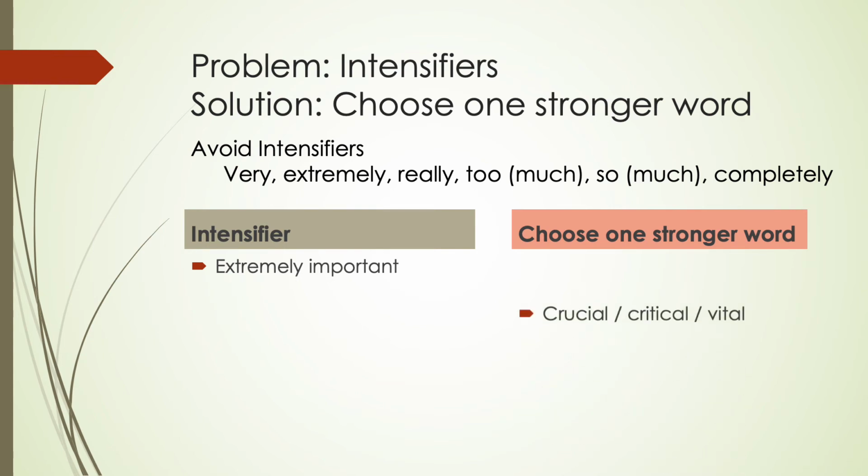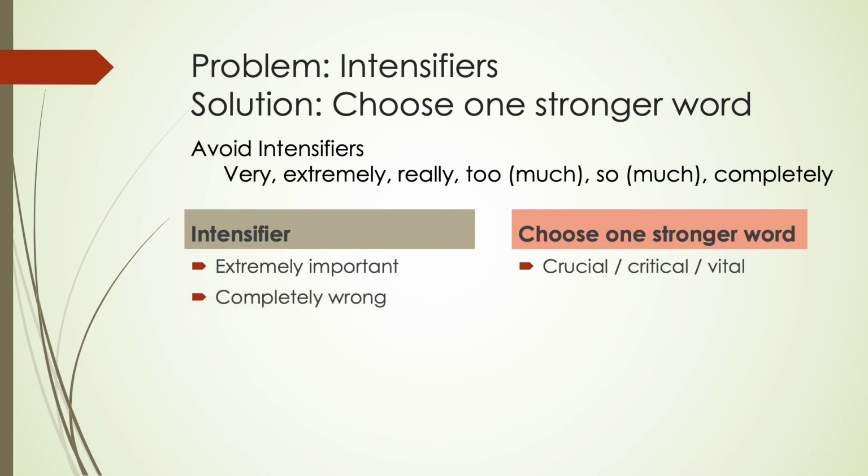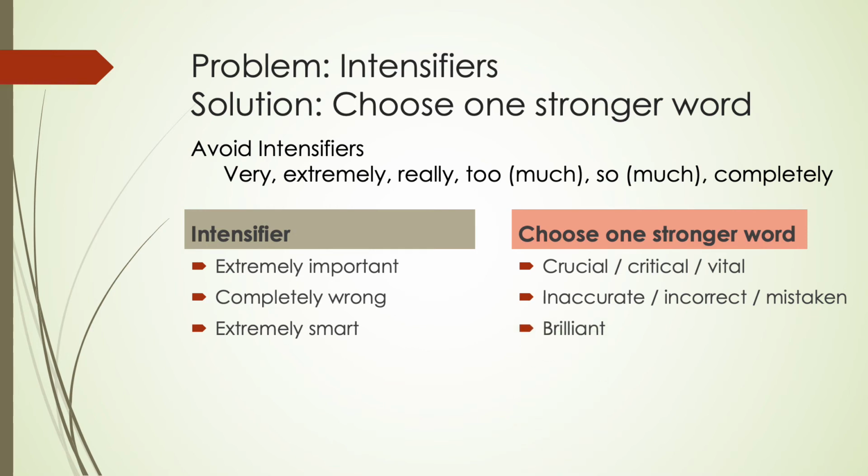Instead, we would choose crucial or critical or vital. Completely wrong. Instead, we would say inaccurate, incorrect, mistaken. Extremely smart. We would say brilliant. Very small. We would say tiny, minuscule, minute. Or if it's a consequence, we can say insignificant. Or we can say trace amount. There are many more options.